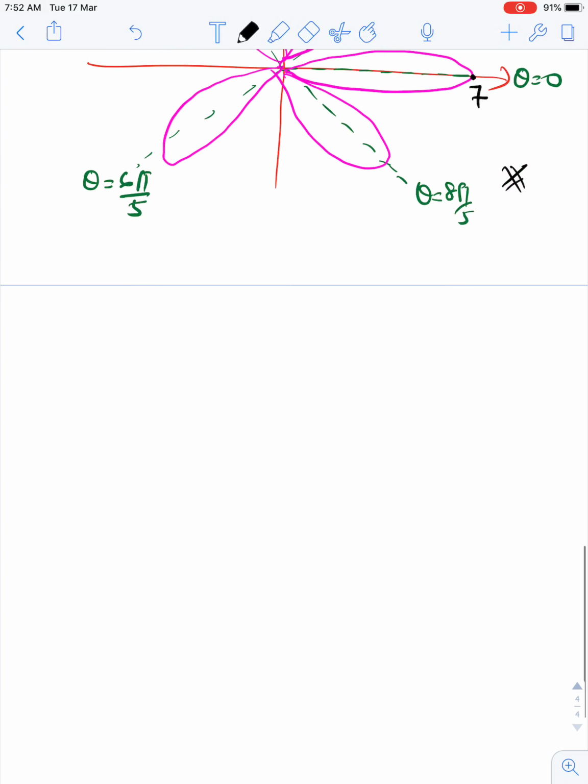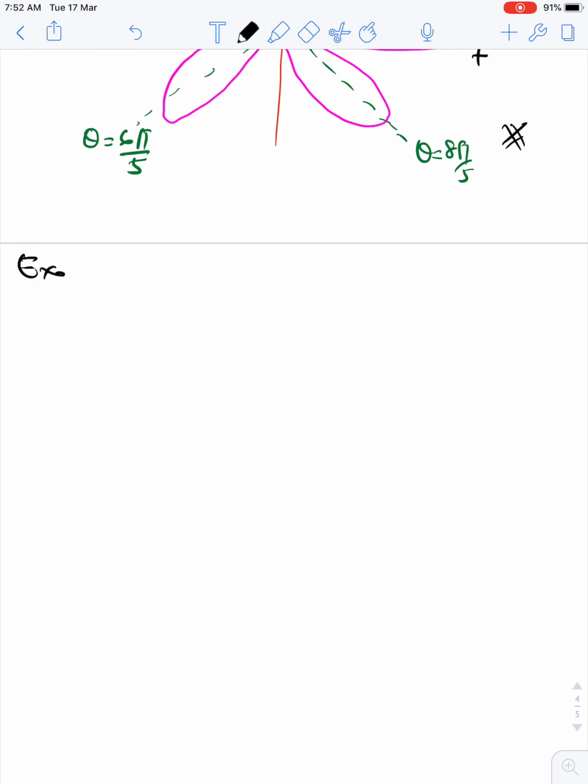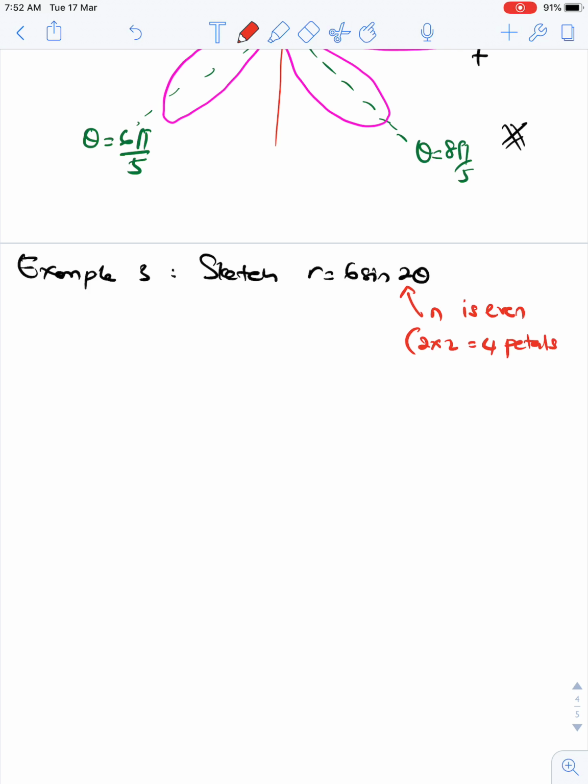Alright, as I promised you, I want to give you the example for n is even. So example 3, sketch r equals 6 sine 2 theta. Now in this case, n is even. So when n is even, we have 2n, so 2 times 2 equals 4 petals.